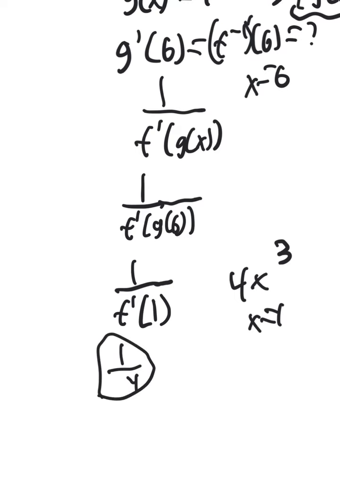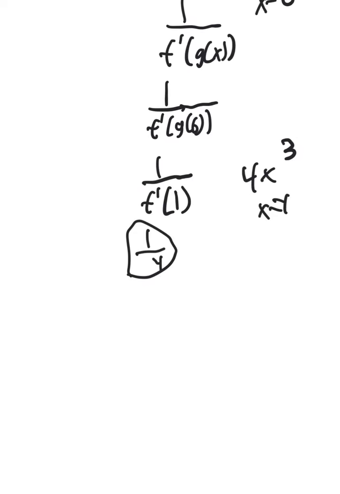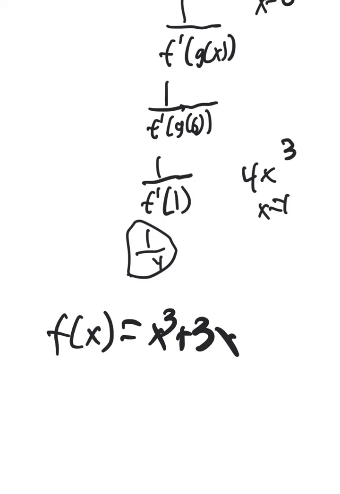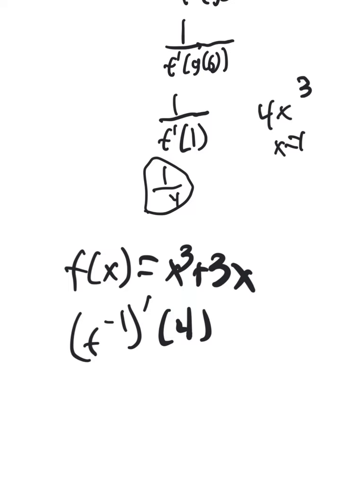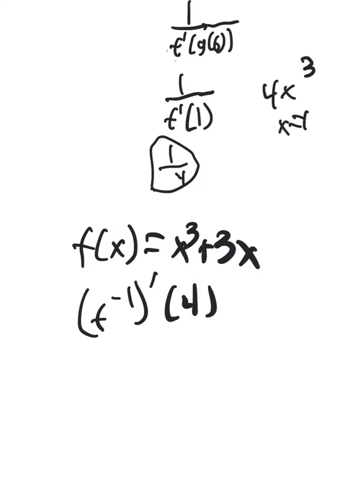Now let's say we weren't given this original point, like g of 6 equals 1. Let's say we had just f of x equals x cubed plus 3x, and we wanted to find f negative 1 prime of 4. Now we're not given any initial point or anything. We just have to work with this. So the first thing we want to do is find f negative 1 of x. If we remember from our other classes, we have to switch x and y for each other.